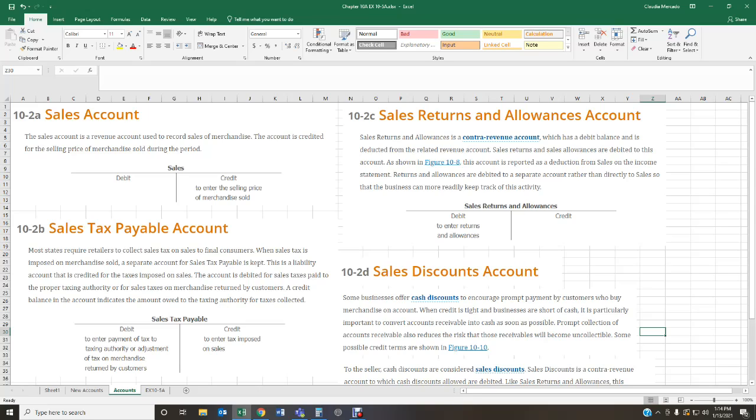And this is only the amount of the sale. Okay? So if you buy, let's say, a pair of jeans for $50, you're going to go ahead and you're going to credit the amount of the sale under the account sales. So sales will always be credited, and this is where you enter the selling price of the merchandise sold.